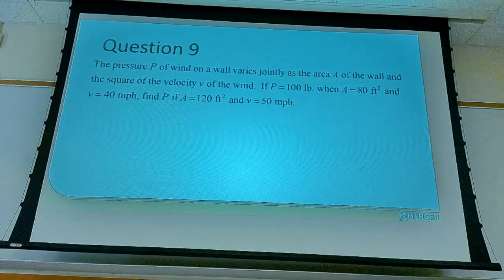Right, you're not going to have a two-dimensional wall. You're going to have a three-dimensional wall, because you also have thickness. But we'll ignore that. So pressure would be K A V squared. We need to find that constant of proportionality, K.